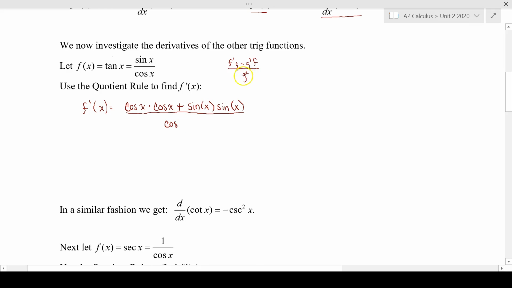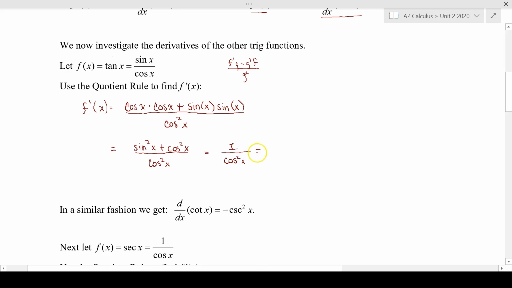So anyway, g squared, the denominator is going to be squared, so that's cosine squared. So yeah, I told you that I was pretty excited about that numerator because it's basically sine squared x plus cosine squared x. And I know that that is going to be 1. All right? So if the numerator is just 1, then I have 1 over cosine squared as the derivative.